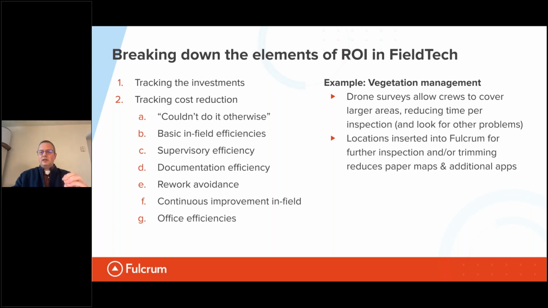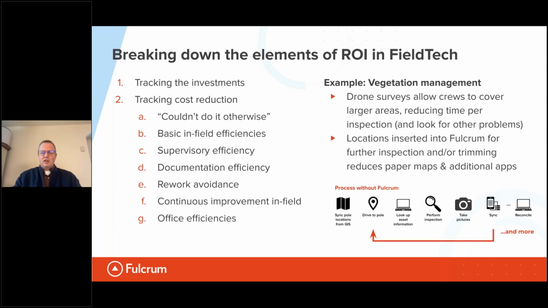Being able to insert those locations directly into Fulcrum and then send people out to where they need to go in order to further inspect or trim will reduce the dependency on paper maps, which is an increase in efficiency, and reduce the dependency on additional apps, which is an additional efficiency. And we've seen over and over again that the kind of apps that get created in Fulcrum also can improve the time it takes to do a given inspection, sometimes by 50%, sometimes by 30, sometimes by 80, but it's very often a very significant performance improvement just on that survey.